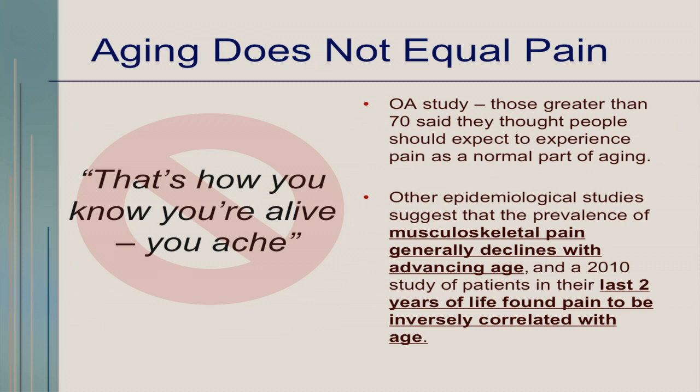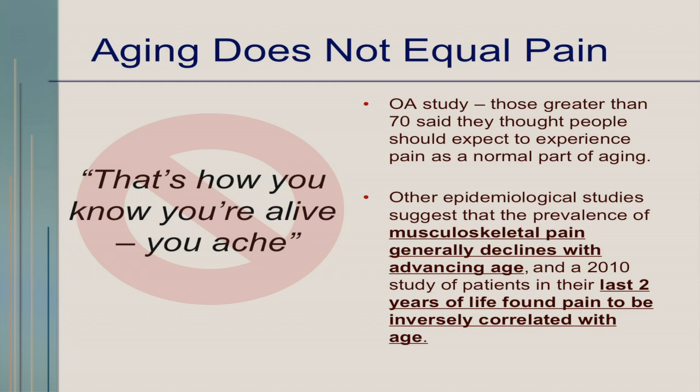Aging does not equal pain. Yet many people feel pain is inevitable and a normal part of aging. A study of patients with osteoarthritis found that patients greater than 70 years old thought people should expect pain as a normal part of aging. However, several studies have shown that musculoskeletal pain generally declines with advancing age, and a 2010 study found patients in their last 2 years of life were having less pain as the individual aged.